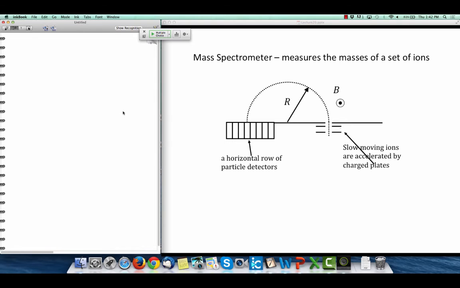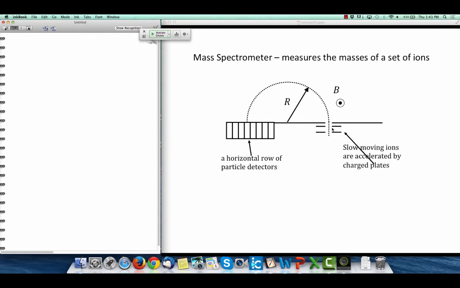Basically, one needs to ionize molecules, generally in a gas, so that they're charged, so they have an electrical charge Q, either positive or negative. I call them slow moving, because if they're in a gas, they're moving at low speed, whatever the thermal motion of the gas is at room temperature.